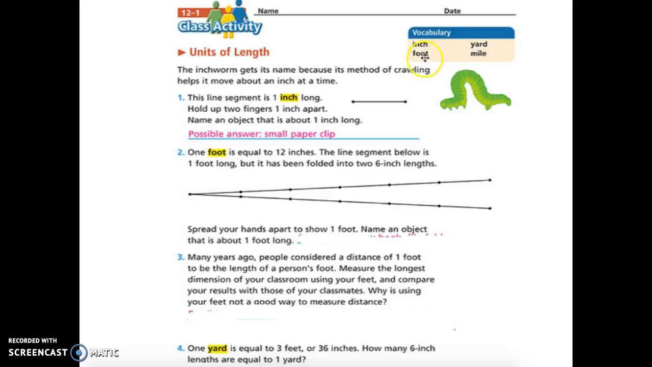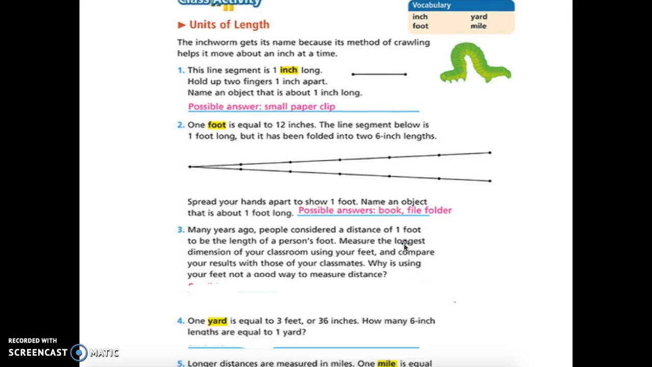Now, on a different hand, a foot is 12 of those inches put together. So if you look at this sheet of paper, these are each inches, and there's 12 of them, and they've been folded just to make it fit on the page. I want you to spread your hands about 12 inches apart, and name an object that would be about that length. I often think an open book would be one, or a file folder would be another example of something that's about 12 inches or 1 foot long.